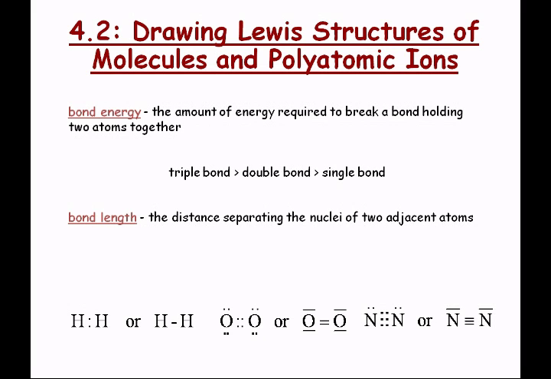When you get stronger and stronger, when you go from a single to a double to a triple, the bond length decreases. So single bonds are very long, double bonds are not as long, triple bonds are very close to each other.